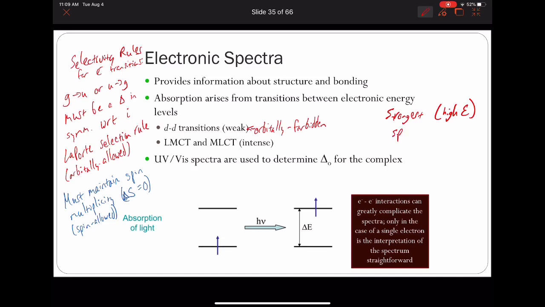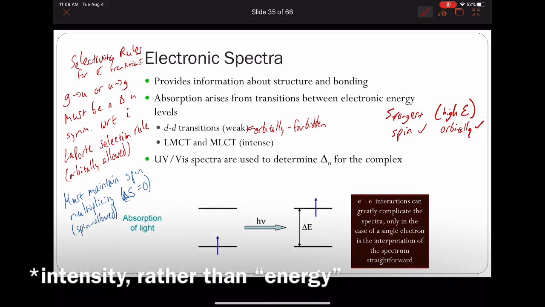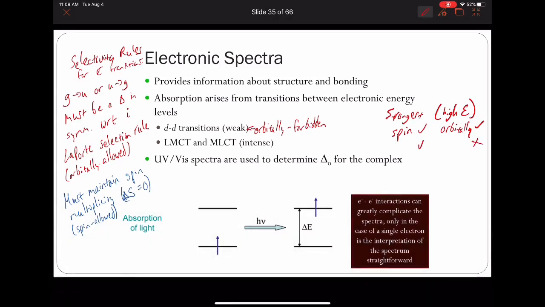We can rank these then. If we have spin allowed and orbitally allowed, those are going to be the highest epsilon, followed by spin allowed, orbitally forbidden, then spin forbidden, orbitally allowed, and then the lowest epsilon is going to be spin forbidden, orbitally forbidden. So now that we've gone over our selection rules, let's move forward with our discussion and explain a little bit about how we might use electronic spectroscopy.